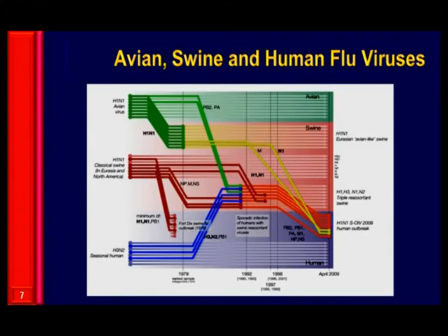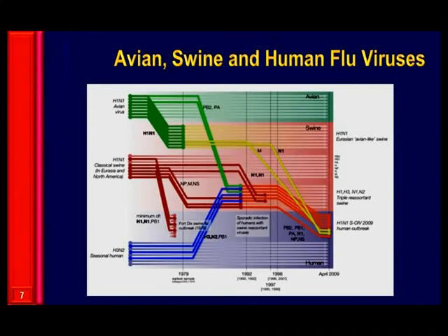Basically, the flu viruses affect 3 types of animals or organisms: the avian or the birds, the swine or the lower mammals, and humans. So, this green area represents the avian proteins of the virus. The red area represents the swine proteins of the virus in the RNA, and the blue and the gray areas represent the human part of the proteins of the virus.